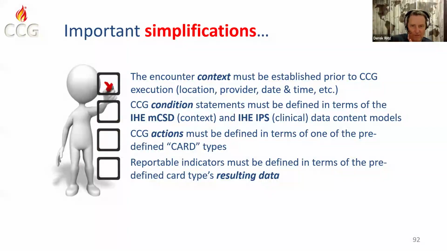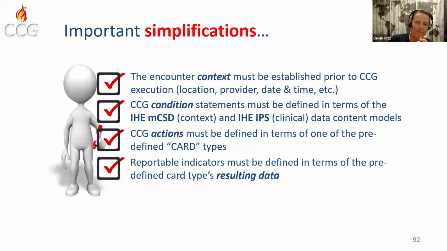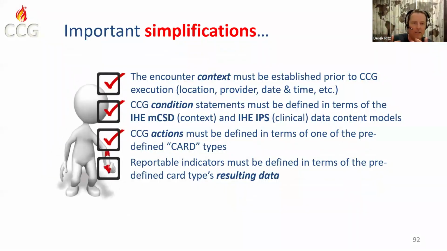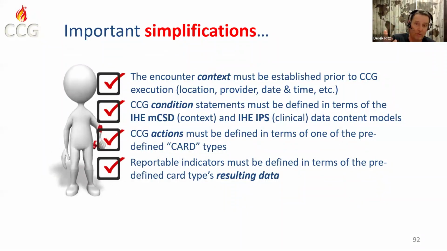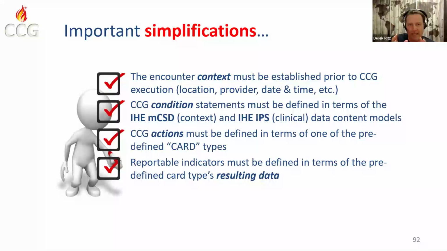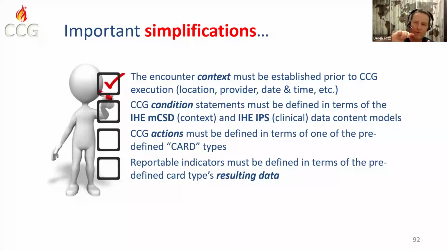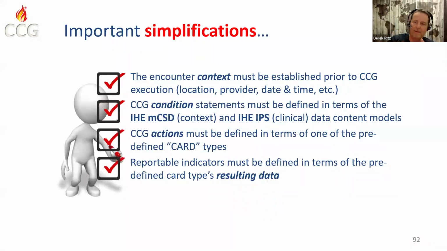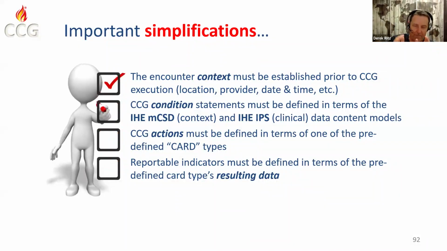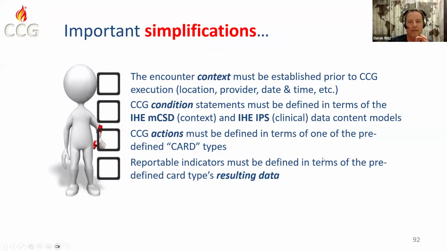All of the actions have to be defined in terms of one of the card types. And remember, I said there's 12 different card types. And if you follow the action, whatever it is that you did or that you're supposed to do, if it's an order, has to be expressible in the IPS data model. So if you make a medication order, it has to follow the rules for being persistent in the IPS. If you record the blood pressure, you have to record it in the way that's mandated by the specification of the IPS. So these important simplifications make it work.